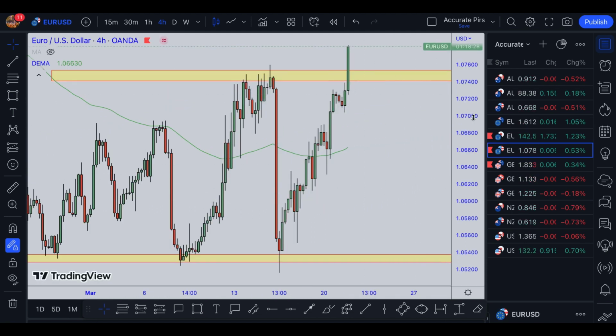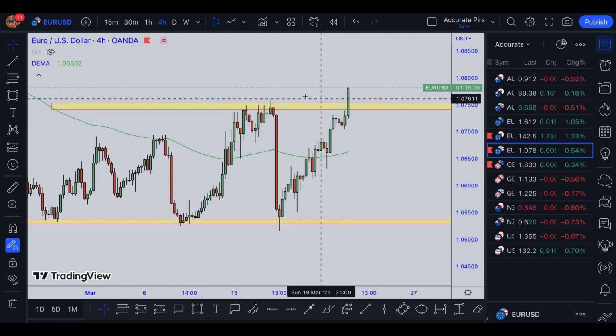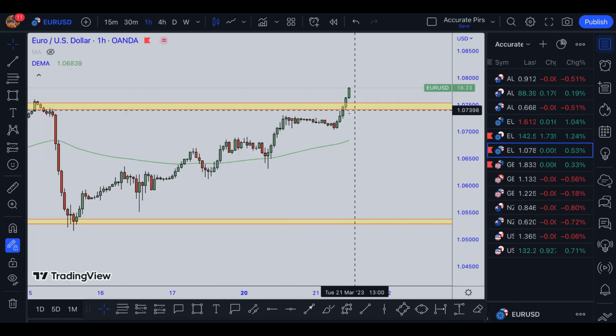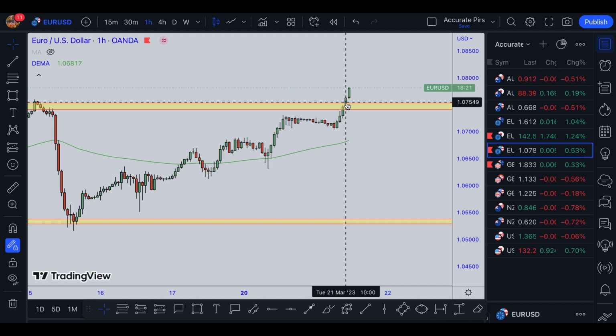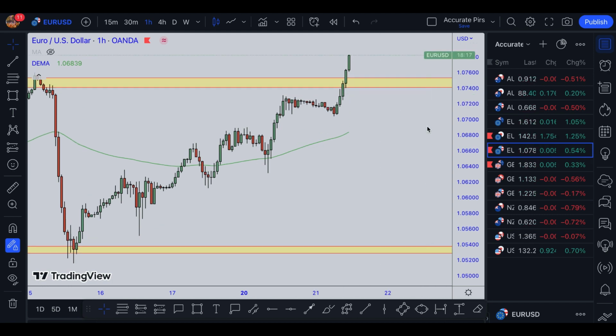Look at Euro USD. Yet again, we have another break of this resistance level. I would say this is probably a trade we could get into right now, but I will not take this trade.